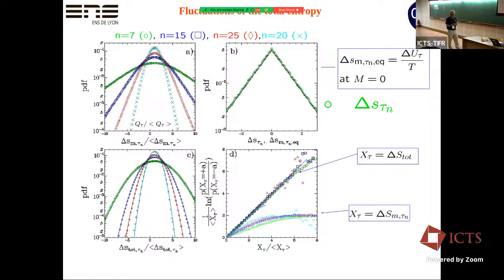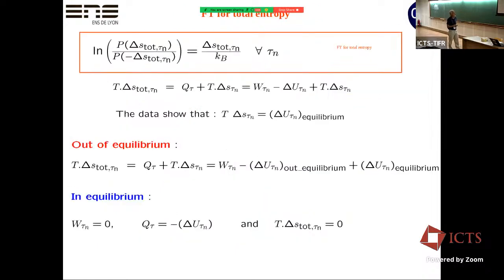In this way I show you the result of this theorem that can be proved: the logarithm of the probability of the fluctuation of the total entropy is just a linear function of the total entropy for any tau, okay? So indeed the fluctuation theorem for this quantity is not asymptotic, but is true for any time, okay? You have a question, yeah.